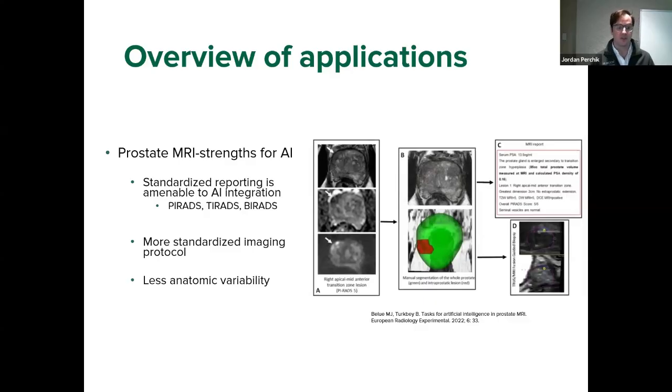But similarly, you can also use this for TI-RADS, for thyroid nodules. You can use this for BI-RADS, for breast lesions. You can use this for LI-RADS, for liver lesions. So having these specific categories makes it easier to integrate these AI applications into practice.